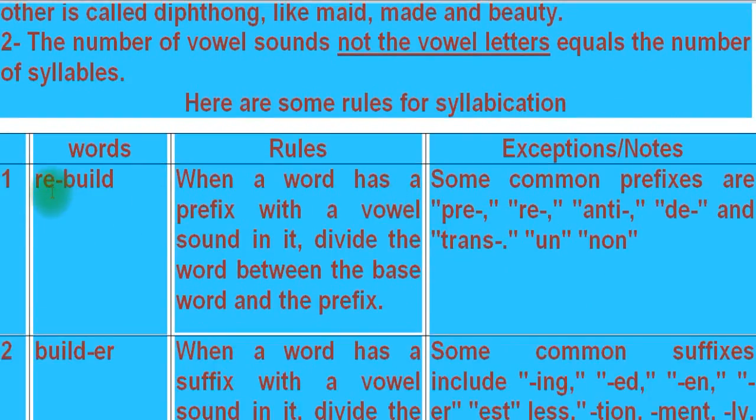Rule 1. Rebuild. When a word has a prefix with a vowel sound in it, divide the word between the base word and the prefix. Some common prefixes are pre, anti, de, and trans, and non.